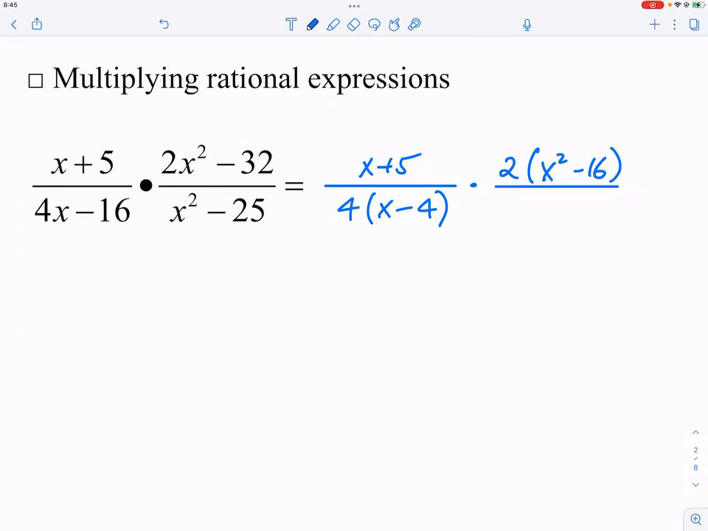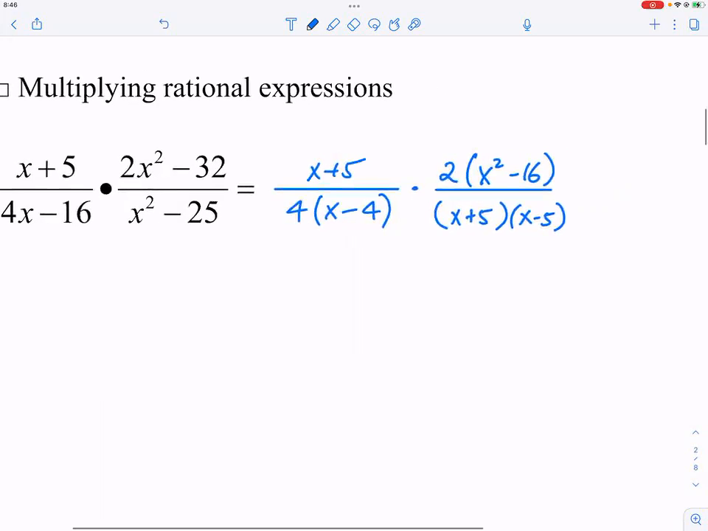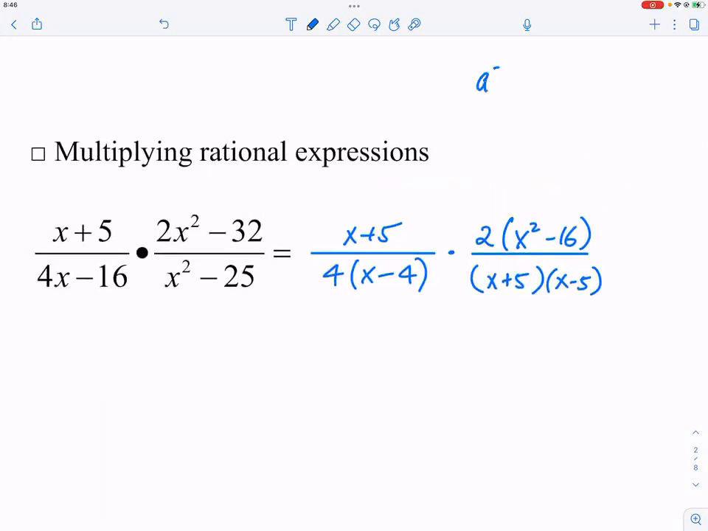After you factor the 2, there's something that should trigger your senses, which is the x squared minus 16. X squared minus 16 can become x minus 4 and x plus 4. So the difference of two perfect squares, and actually the denominator could become x plus 5 times x minus 5. Let me just write this down here. When we say the difference of two perfect squares, it's a squared minus b squared, which is equal to a plus b times a minus b.